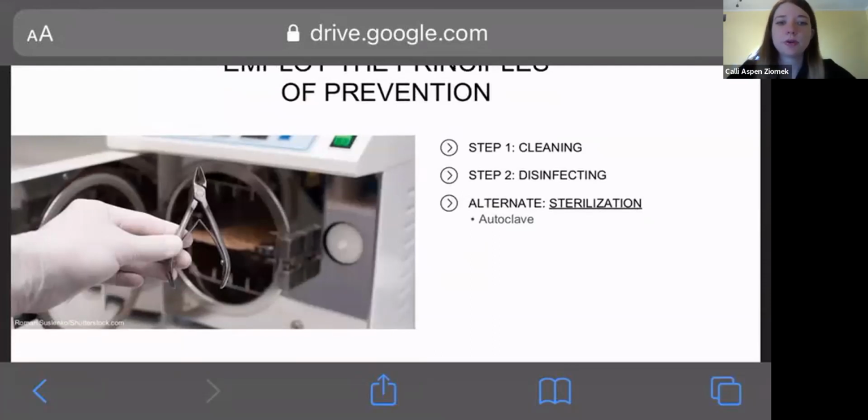So to employ principles of prevention, first you have to clean it. And then once it's clean, you can then disinfect it, sterilize it, or sanitize it, depending on what needs to actually happen with that surface.